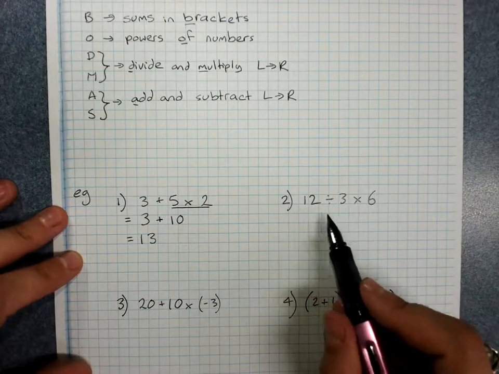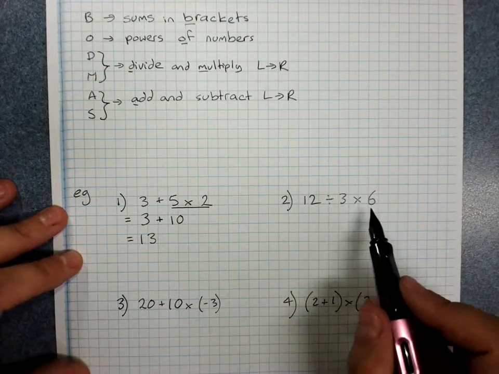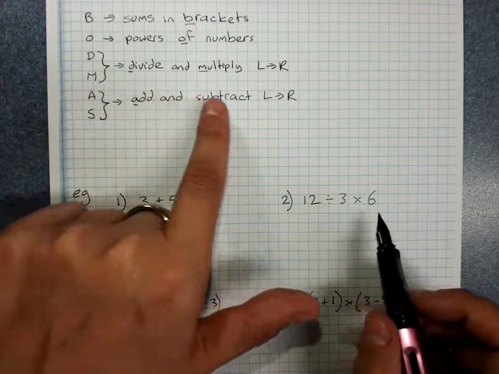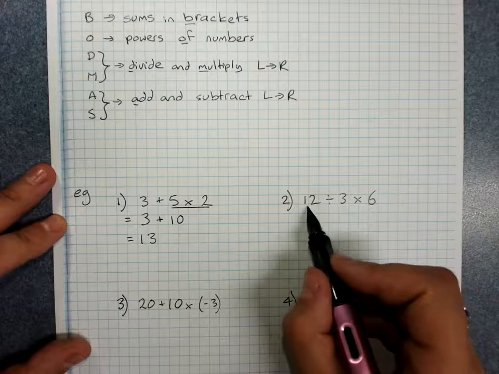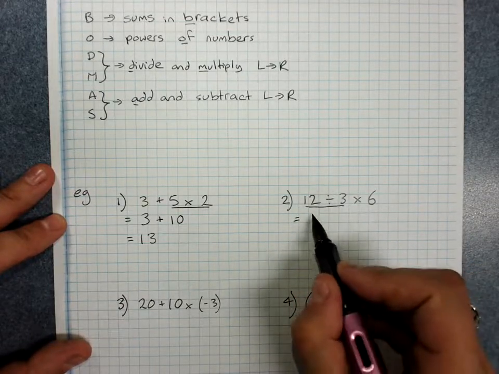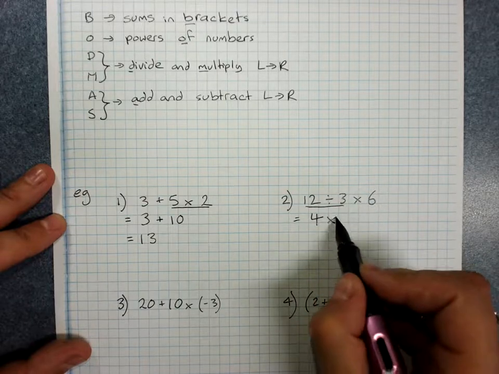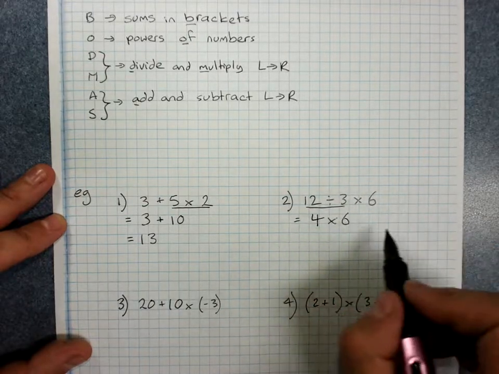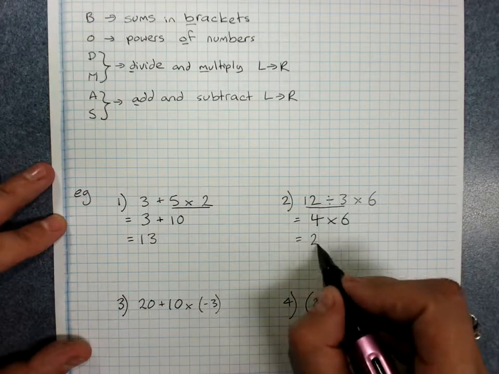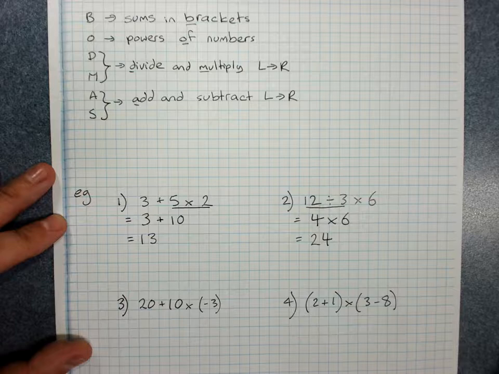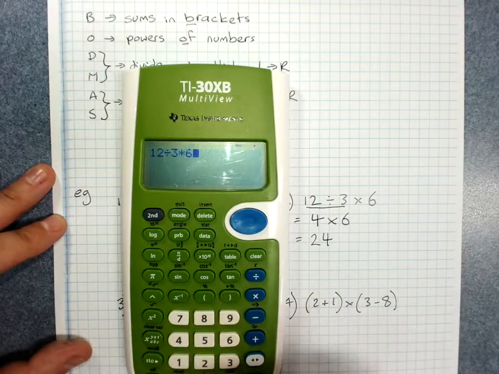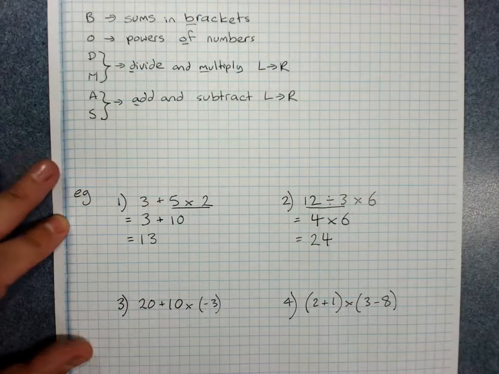Now, 12 divided by 3 times 6, no brackets, no powers, but there's division and multiplication, and that's left to right. So first, we're going to do this one. Underline that you'll do it. 12 divided by 3 is 4, and then keep the times 6. We want to keep all of it happening every line, because this equals that. And then 4 times 6 is 24. And if you're not sure, 12 divided by 3 times 6, we've got 24. So always check.